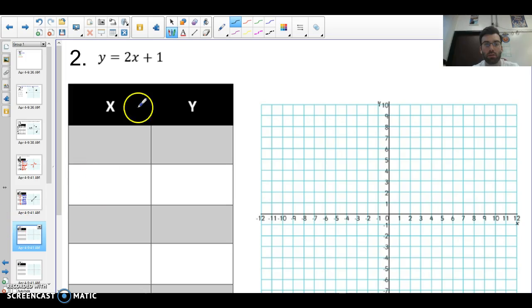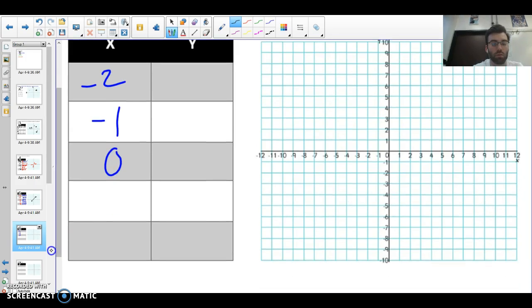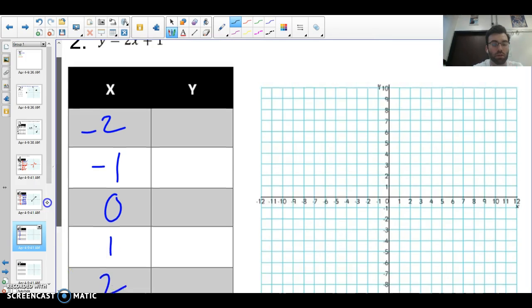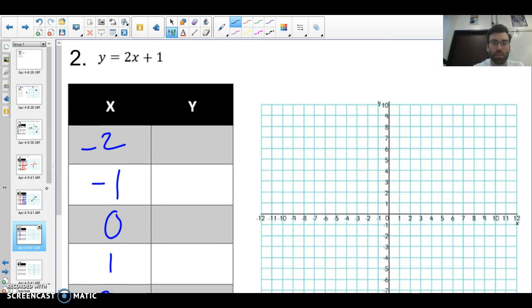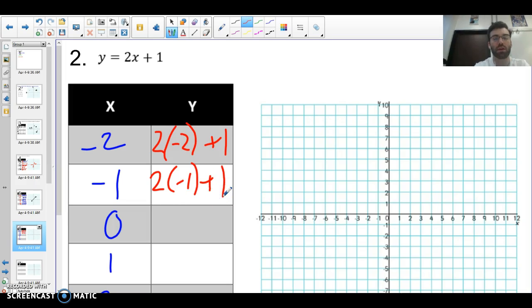Next, here we go. Same deal. Y equals 2x plus 1. Negative 2, negative 1, 0, 1, 2. Okay? So I have 2x. So I'm going to take the 2 and multiply it by my x value and then add 1.